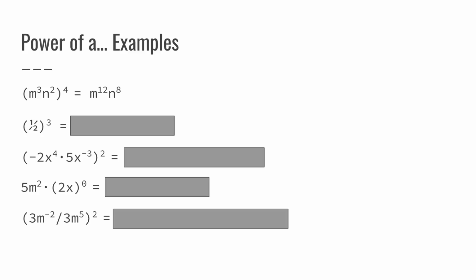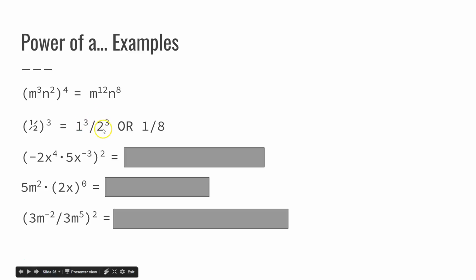The next one, we have 1 divided by 2 to the third power. Again, can we simplify anything in the parentheses before moving forward? Well, 1 divided by 2, that's just 0.5, but I don't want to deal with decimals right now, so go ahead and distribute that 3 inside. There's nothing else to do. So this is really 1 to the third divided by 2 to the third, and that can be simplified further if you so choose. That's 1 over 8, because 1 to the third is 1, and 2 to the third is 8.